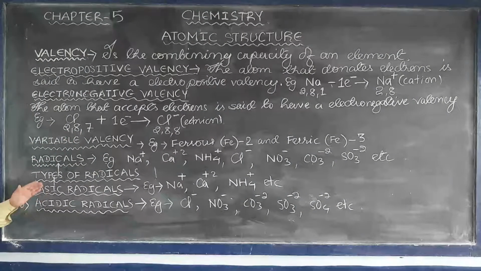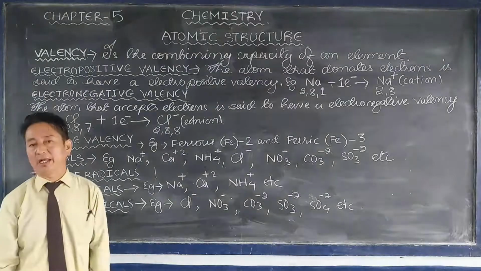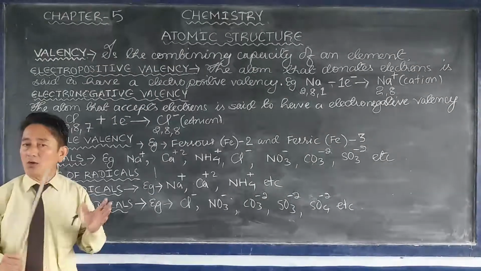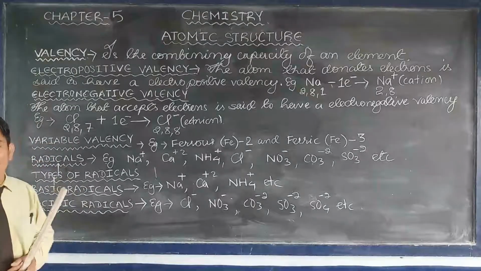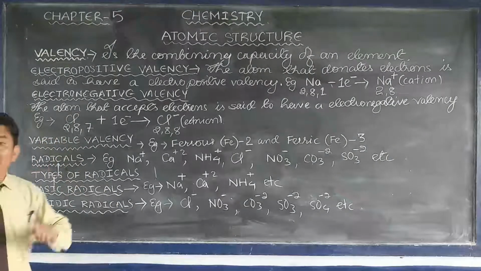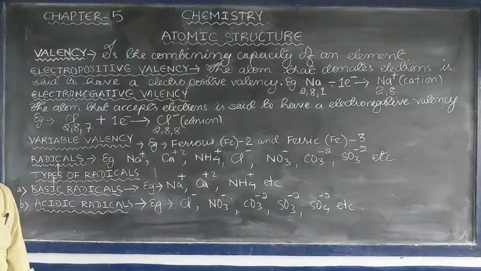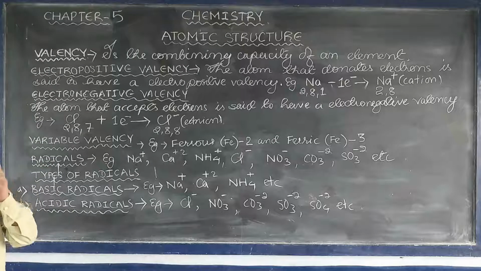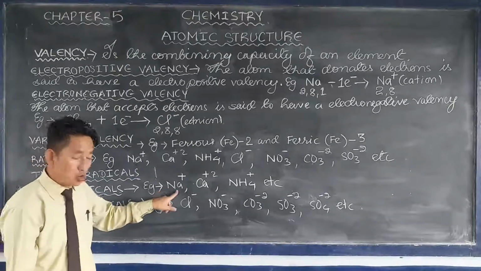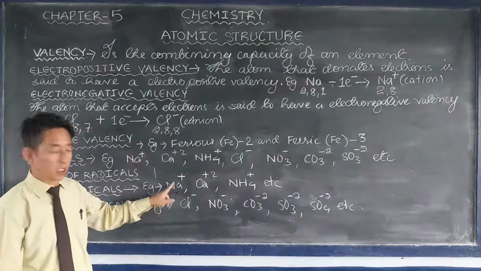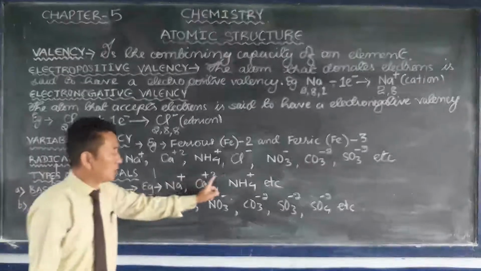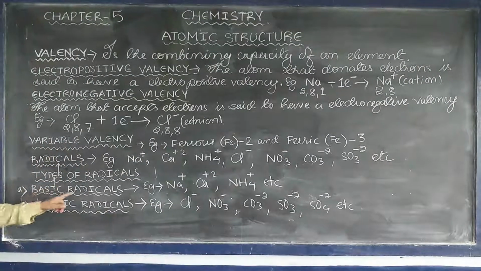Next, types of radicals. There are 2 types of radicals, basic radicals and acidic radicals. Basic radicals are also known as cations and acidic radicals are also known as anions. Now, what are basic radicals? Radicals having positive charge are called basic radicals. Example: sodium ion, calcium ion, ammonium ion. See, radicals having positive charge are called basic radicals.